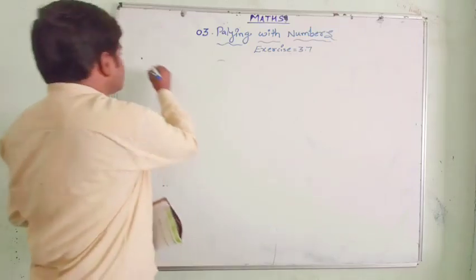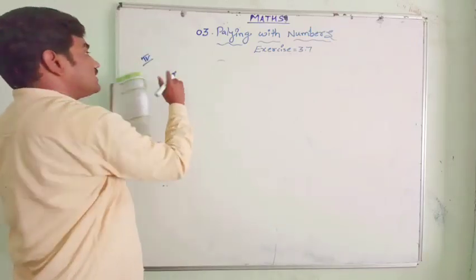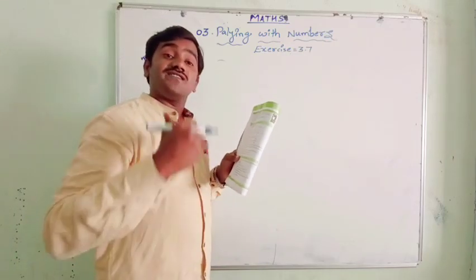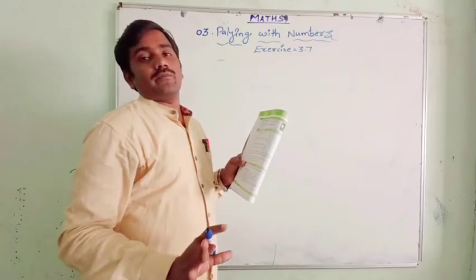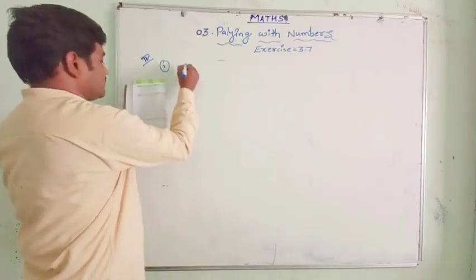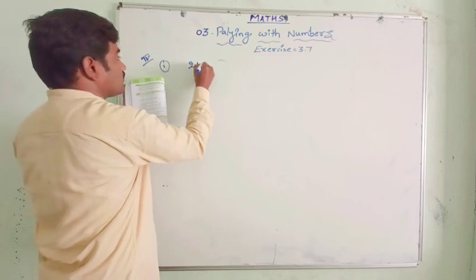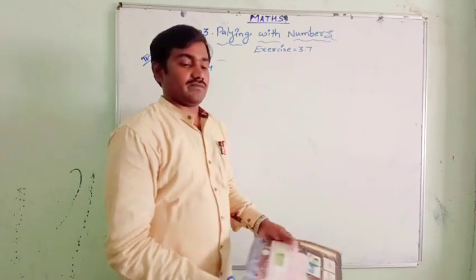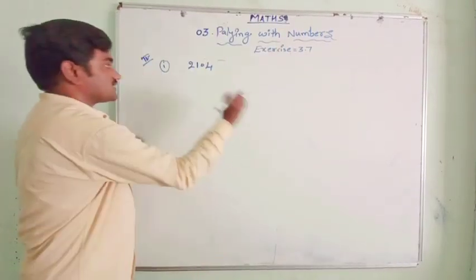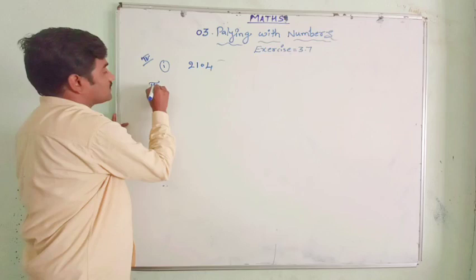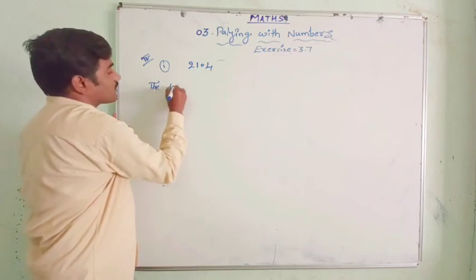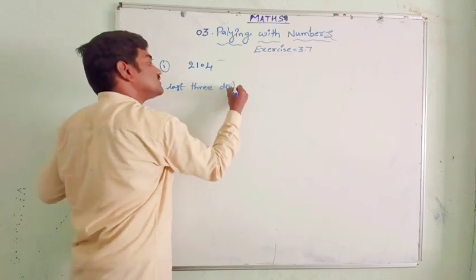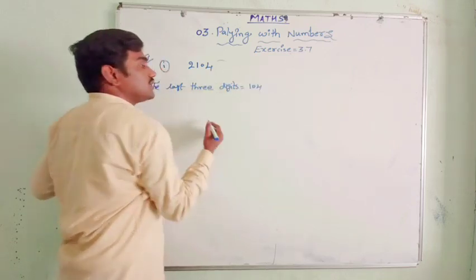So here we have to check the divisibility rule of 4. If a number is divisible by 8, it's also divisible by 4. So first of all, let us check. The first number is 2104. Is this number divisible by 8 or not? Let us check first the divisibility rule of 8. Let us check the last 3 digits. The last 3 digits equal 104. Let us check this.